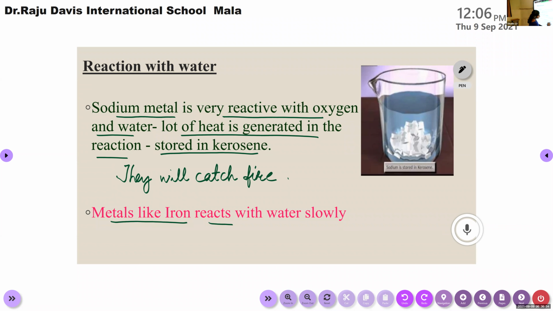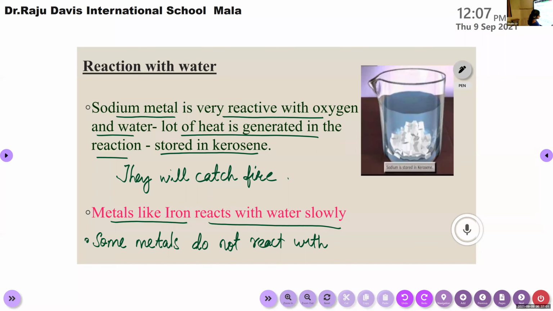Then about metals like iron. It will react with water slowly. Not all metals are very reactive with water. In the case of sodium, it's very reactive with oxygen and water. But in the case of iron, it will react with water very slowly. And some metals do not react with water. So that's about the reactivity of different metals towards water.